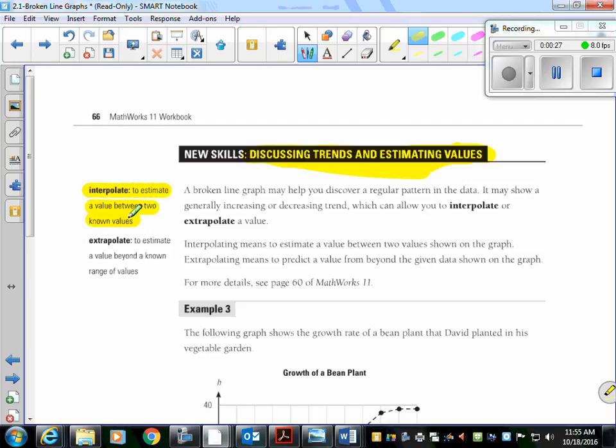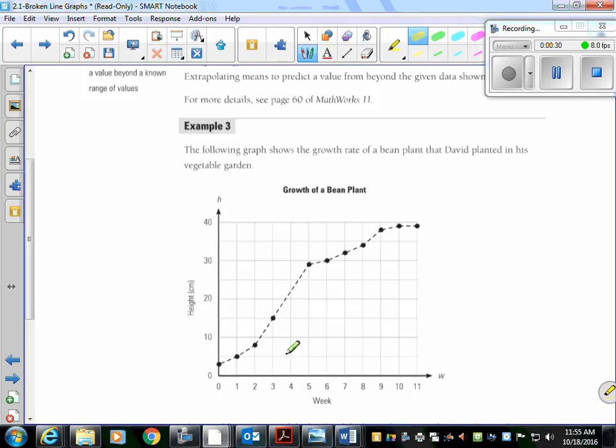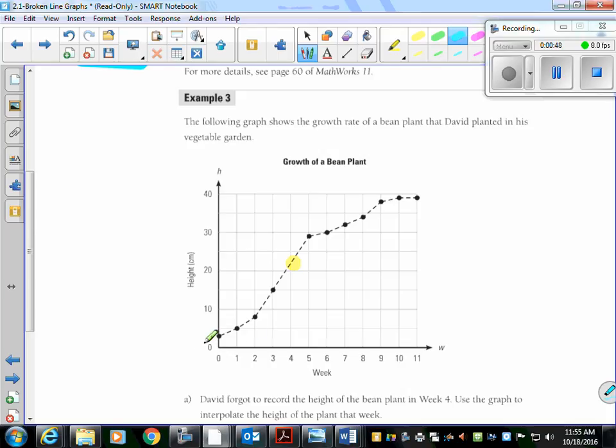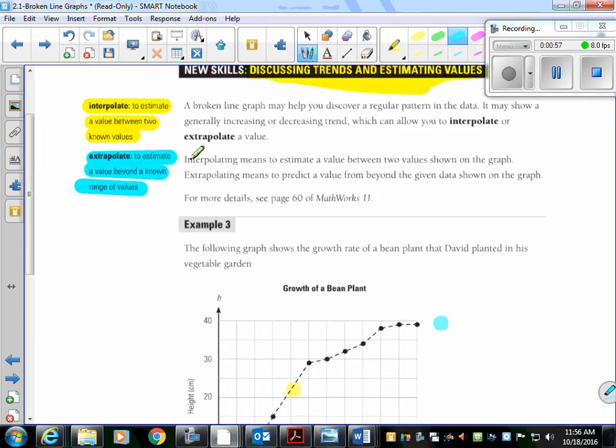So if I look at the graph below here, and if I try to estimate at 4 weeks, right there, it's in between two known values, so that's called interpolate. If I'm looking at extrapolating, that's to estimate values that are beyond the range of values. So if I was going to estimate at 12 weeks, right, out here at 12 weeks, that's beyond any known data. That would be extrapolating, okay?